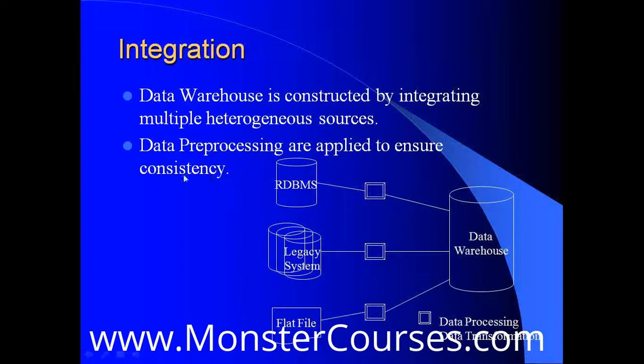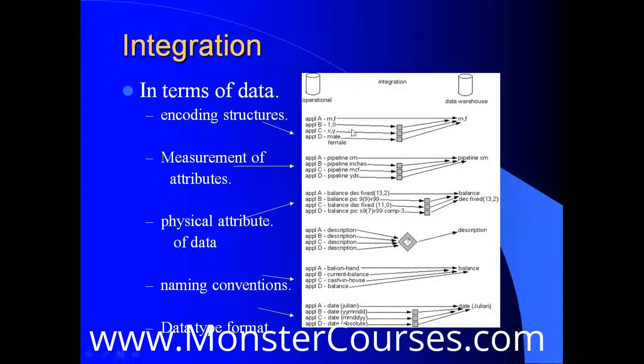Data pre-processing is applied to ensure consistency. See, this is how that integration works. For example, in application A there is male and female represented as 1, 0, X, Y, or male or female. In the data warehouse, they want it to be only one representation, not multiple. M or F. Does it make sense? Yeah, it's fine. In the same way, for centimeters and inches in another application, this work is done by the ETL developer.